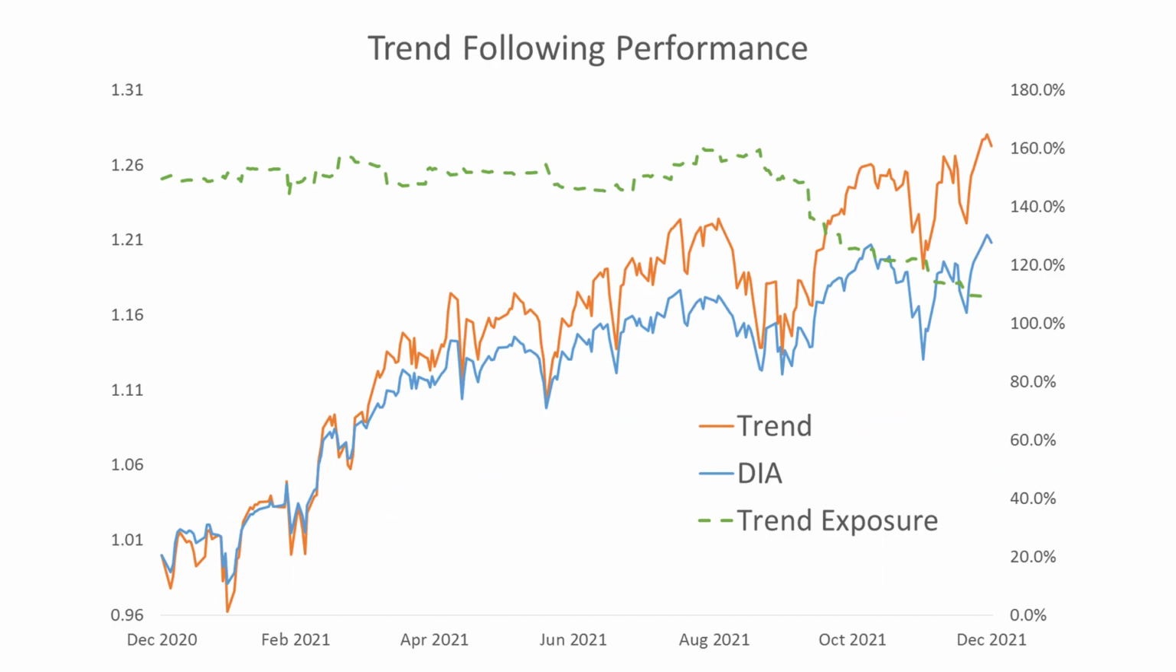Our trend model started the year with a leveraged exposure to stocks and maintained this level of exposure throughout the first 3 quarters. It began to trim stocks in Q4, but exposure still remained above 100%. Therefore, as expected, our trend model outperformed DIA, which is the ETF tracking the Dow Jones Industrial Average.